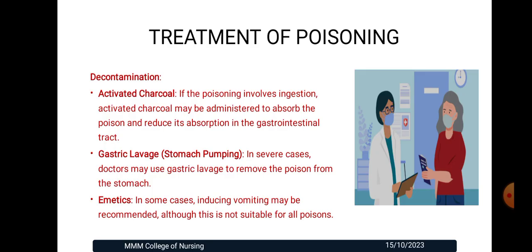Treatment of poisoning: Decontamination, that is activated charcoal. If the poisoning involved ingestion, activated charcoal may be administered to absorb the poison and reduce its absorption in the gastrointestinal tract. Gastric lavage, that is stomach pumping. In some cases the doctor may use gastric lavage to remove the poison from the stomach. Emetics, in some cases inducing vomiting may be recommended, although this is not suitable for all poisons.